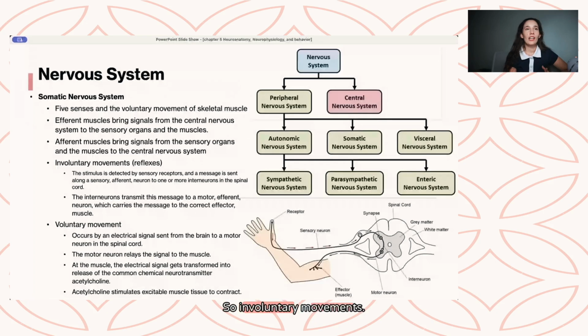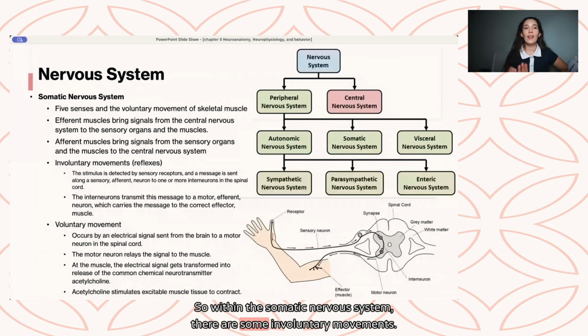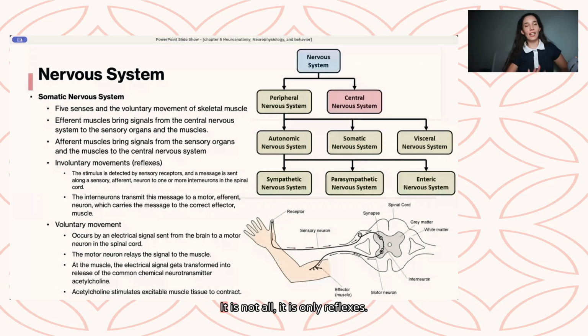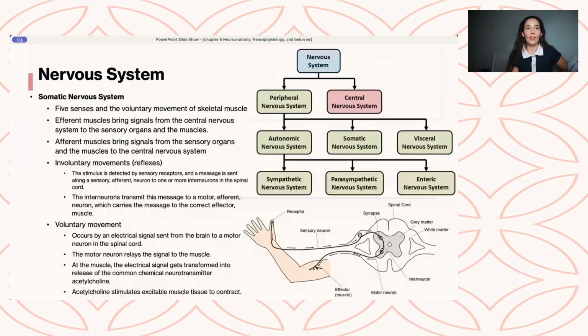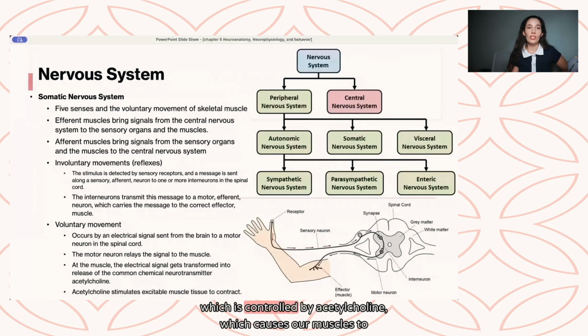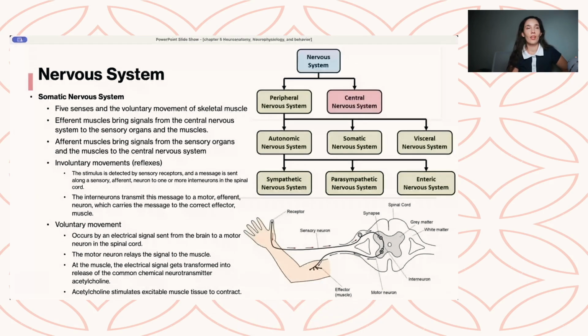So within the somatic nervous system, there are some involuntary movements. It is not all, it is only reflexes. So really this only controls our reflexes. And the somatic nervous system mostly controls our voluntary movements, which is controlled by acetylcholine, which causes our muscles to contract.